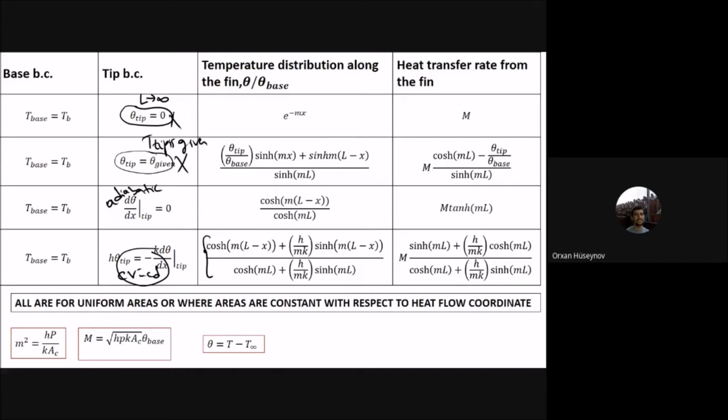But you should understand that convective tip is the most realistic one. Why do we use adiabatic tip? Because adiabatic tip gives easier calculations. You can see this part is easier, and this part is easy, and these parts are complex. Therefore, we are trying to assume that it is adiabatic.